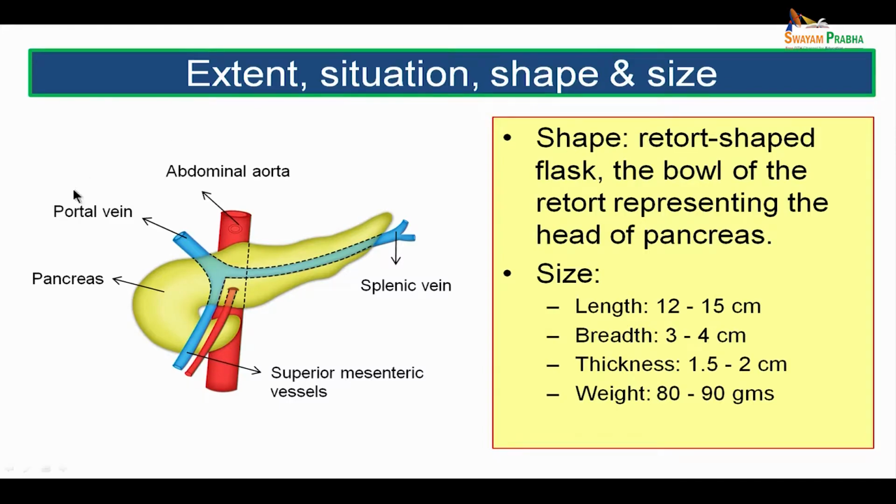Shape. The shape of the pancreas is retort shaped. It looks like a retort shaped flask, the bowl of the retort representing the head of the pancreas. The length of the pancreas measures between 12 to 15 centimeters, the breadth between 3 to 4 centimeters. It is 1.5 to 2 centimeters thick and weighs anywhere between 80 to 90 grams.